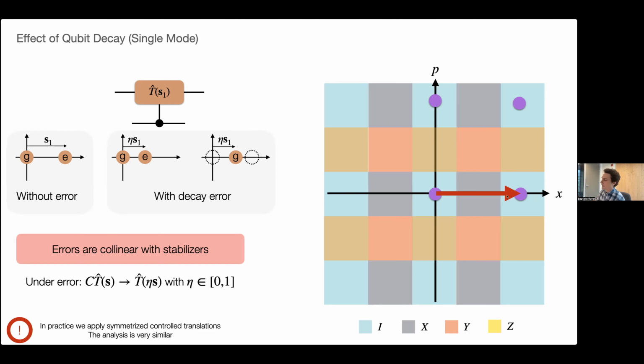And so if you look at what error you can cause, then if you end up in the middle, that amounts to a logical X operation. And that's bad because there's no way you can correct it. And so for the single mode code, there's nothing you can do against this type of error except increasing T1.